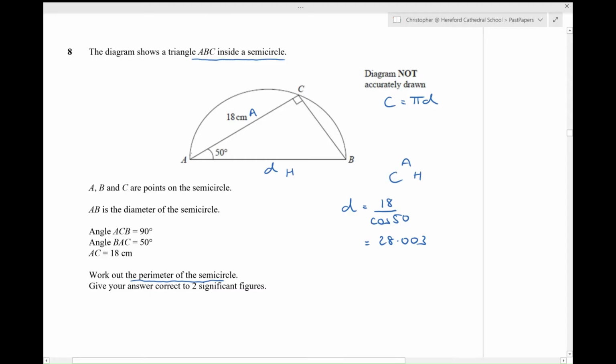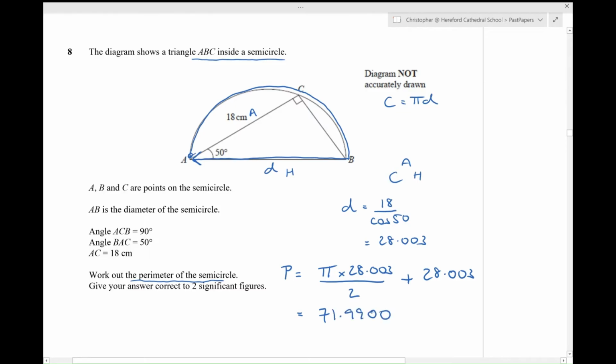Okay, now I'm not asked for the diameter, I'm asked for the perimeter of the semicircle. So that's going to be the length of the arc from A all the way to B, and also to complete the perimeter of the shape, I'm going to need to add that length from B to A. So the perimeter is going to be half the circumference, that's pi times 28.003 over 2, that's the length of the arc from A to B, plus the diameter to take me back from point B to A to complete the perimeter. So if I put that lot in my calculator, I get 71.9900 and so on, and I'm asked to put my answers correct to two significant figures. So the answer for the perimeter to two significant figures is 72 centimetres.